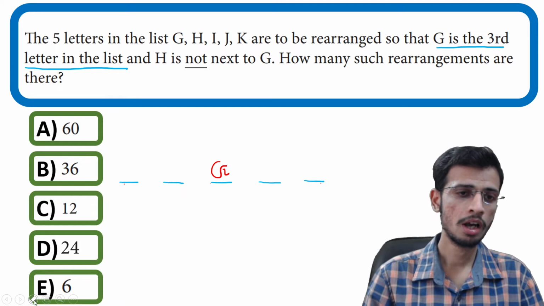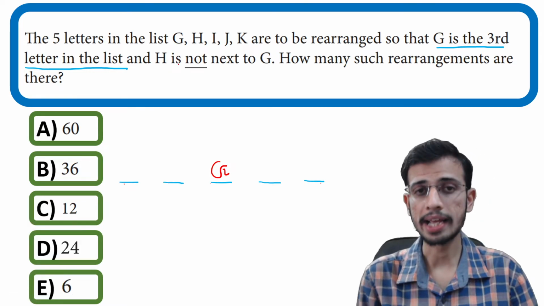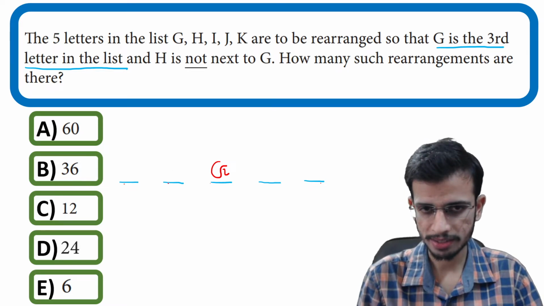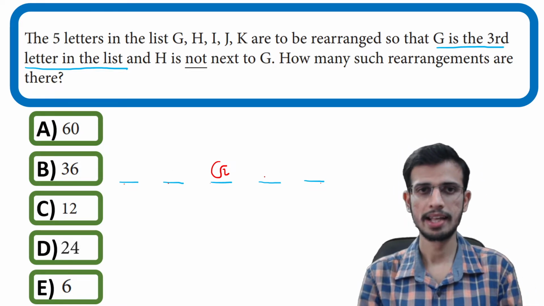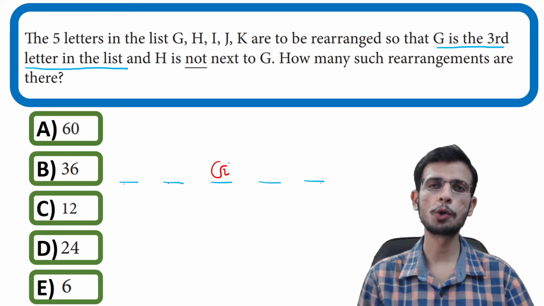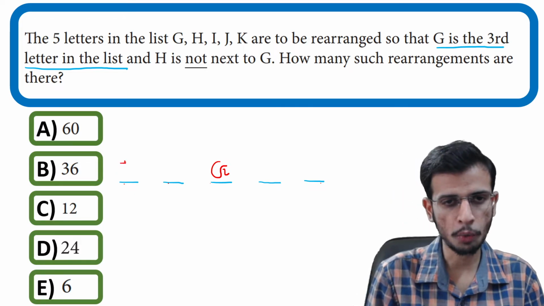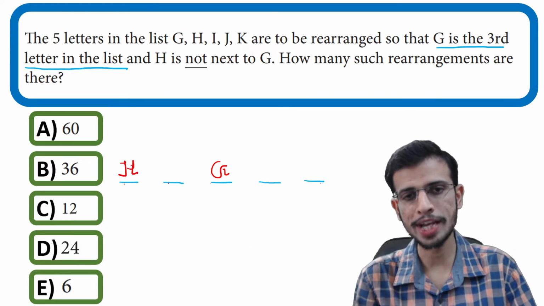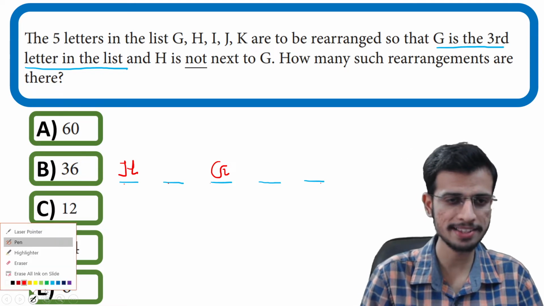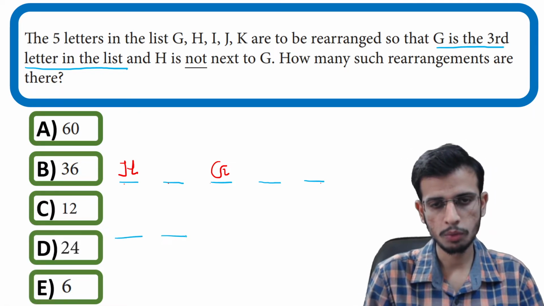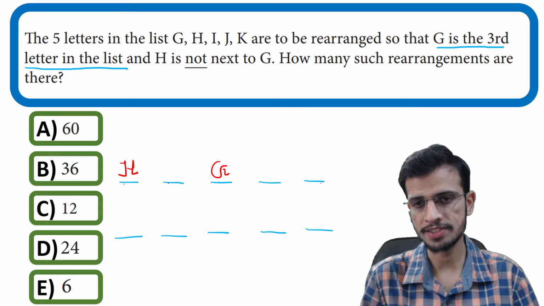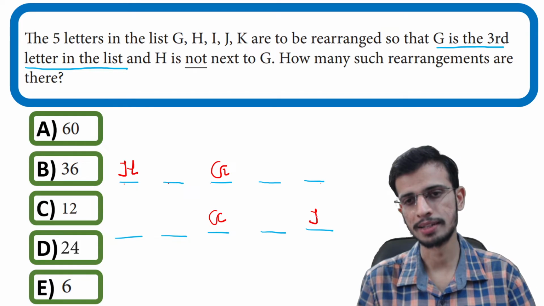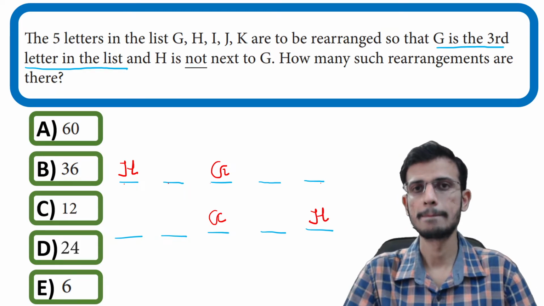Now we want to place H, but H is not next to G. H can't be here or here. So we can place H over here, or we can place H over here. I am writing one more case because there is one more case possible. I am putting G in the third position, and you can put H here as well.